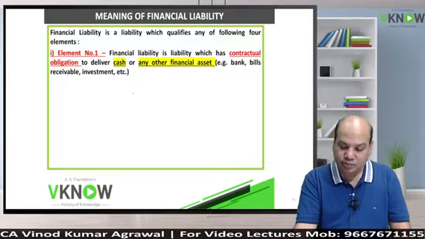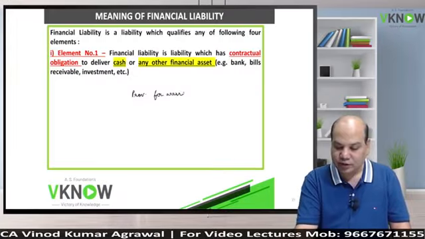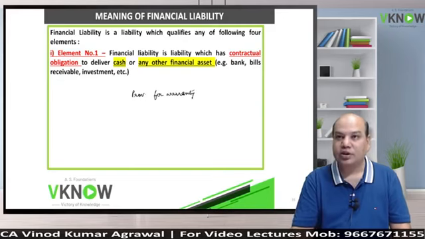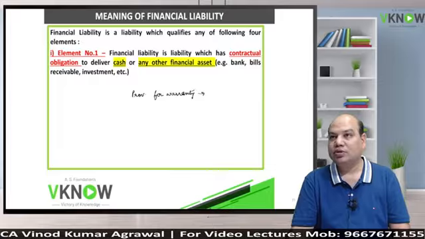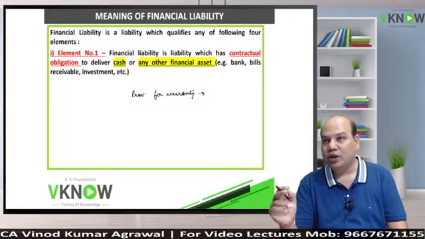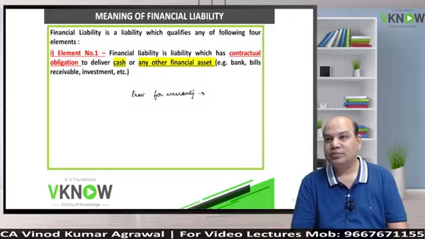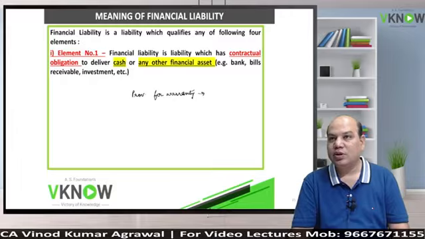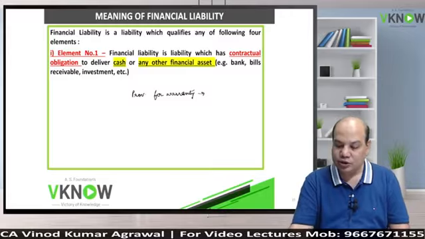Now you tell me, provision for warranty, is it a financial liability? Apply the above definition. Provision for warranty is not a financial liability because there is a contractual obligation, but the contractual obligation is not to deliver cash or other financial asset. In a warranty, you promise the buyer, the customer, that we are going to repair the goods, rectify the goods. So it is not a financial liability.